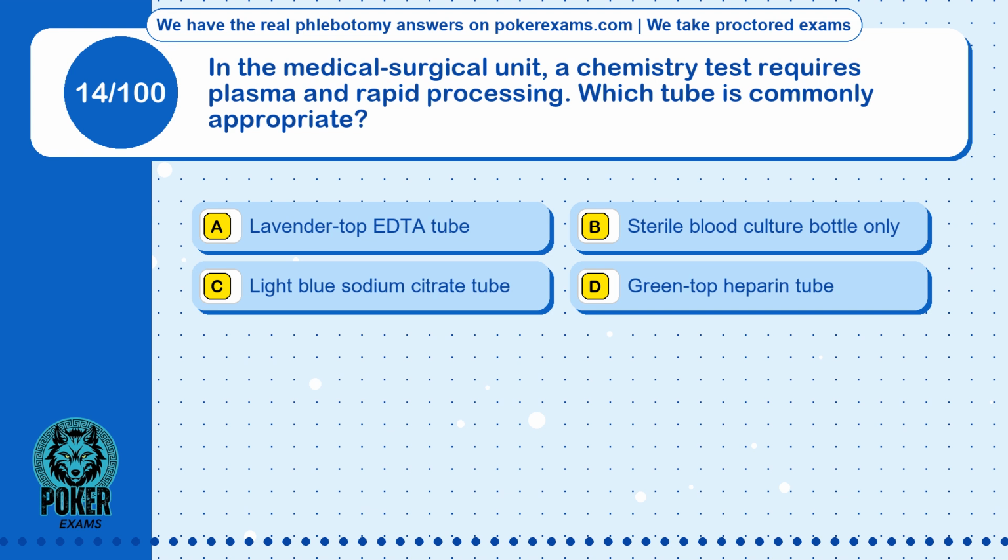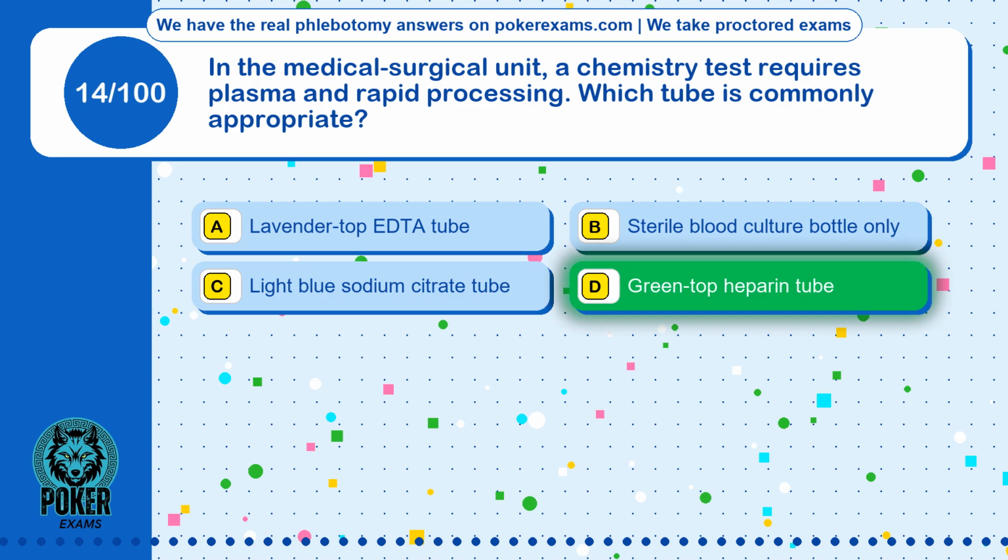Question 14. In the medical surgical unit, a chemistry test requires plasma and rapid processing. Which tube is commonly appropriate? Option A, lavender top EDTA tube. Option B, sterile blood culture bottle only. Option C, light blue sodium citrate tube. Option D, green top heparin tube.